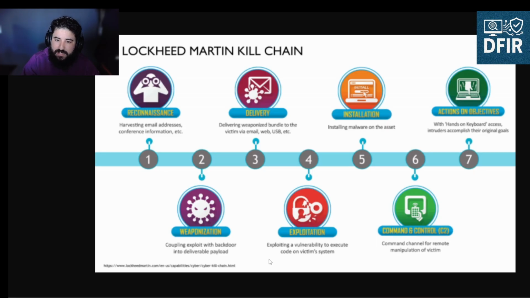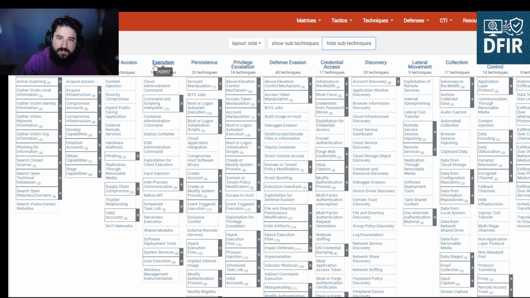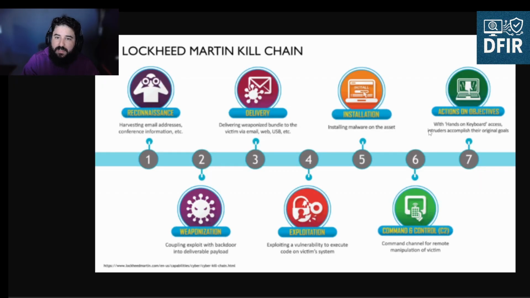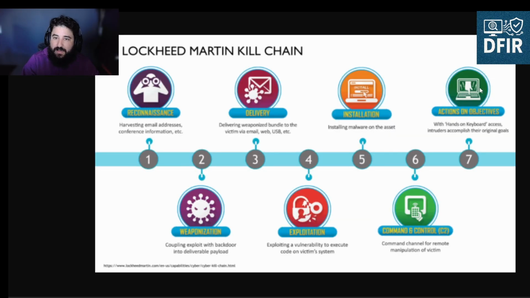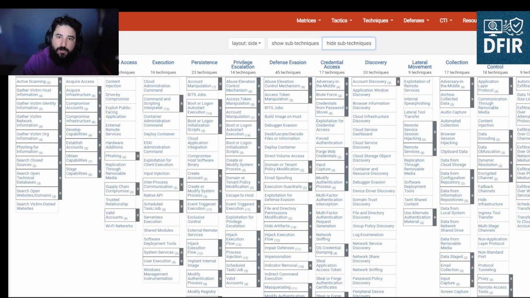Then you have exploitation and installing malware on the asset. That's very similar to execution, as well as persistence and privilege escalation and some of the other steps. Then you have your command and control, which is over here, command and control. And then finally, you have your actions on objectives, which depend on what you want to do. Do you want to discover more assets? Do you want to exfil data? Or does a threat actor just want to shut down resources?